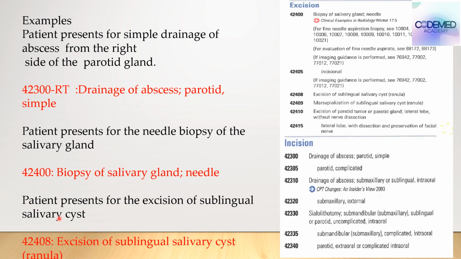Then the third question is, the patient presents for the excision of the sublingual salivary cyst. So what has been done? It is the excision of the cyst of which gland? The sublingual gland, and the code is 42408. So if you see here, the language is very specific. It is a salivary gland cyst, which is very common, and is called a ranula, and we have the code which speaks the complete language, so we will be writing 42408.